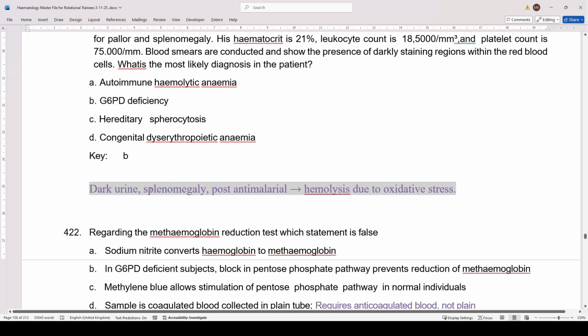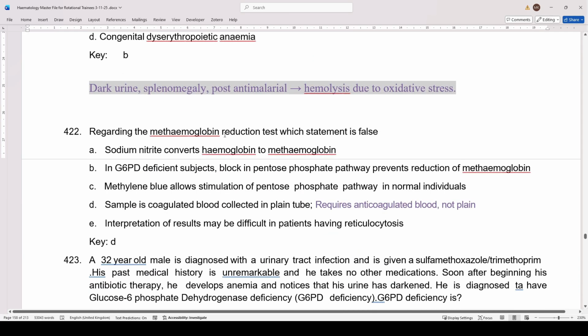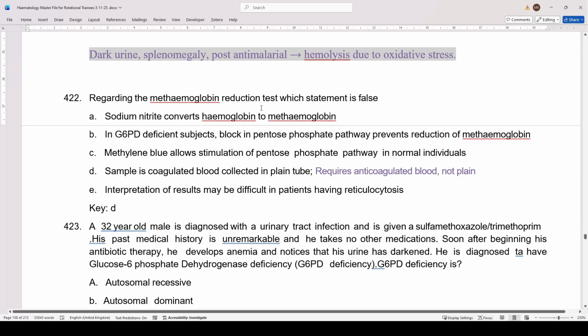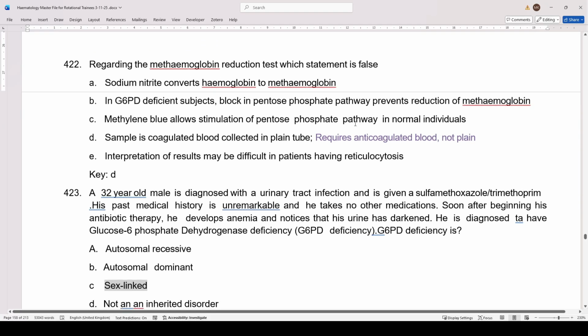Other symptoms like patient will have dark urine because of hemoglobinuria. Next is regarding the methemoglobin reduction test, which statement is false. So this statement is false, that sample is coagulated blood collected in plain tube. No, we require anticoagulated blood, not the plain. So this option is false.